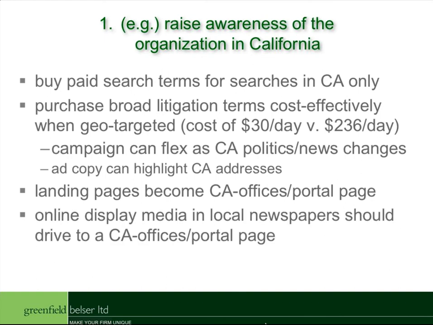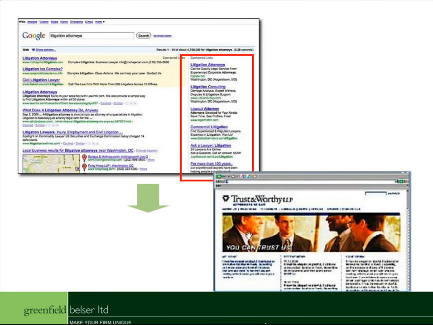And finally, you can use online display media in local newspapers, not just at the national level, and that can also drive to the local level landing pages. So here's an example of someone buying the term litigation attorneys, and the paid search results are there along the right, and then you would direct them to a landing page. We've got our trust and worthy example here that would be tailored for, in this example, a California law firm.